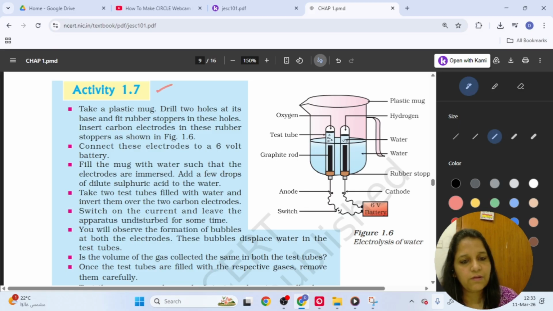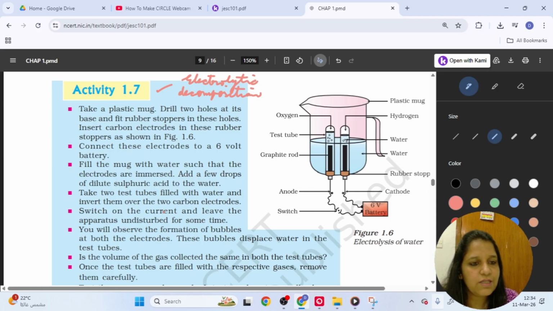Now see this activity 1.7. This is electrolytic decomposition. So electrolytic decomposition क्या होता है, जहां किसी भी substance का, compound का breaking down हो रहा हो in the presence of electric current. So when you see this activity 1.7, what is taken in this activity, you have to take a plastic mug. उसके नीचे हमें इस तरह से दो hole drill कर लेने हैं, and then you have to insert the carbon electrodes in these rubber stoppers, और फिर इसको हमें क्या कर देना है, battery से connect कर देना है.